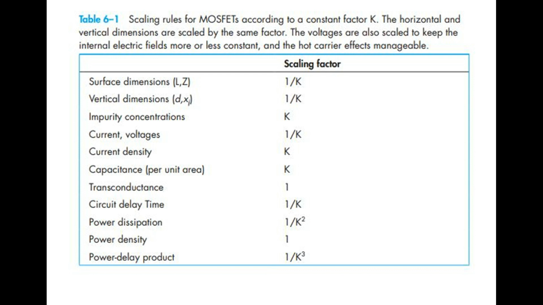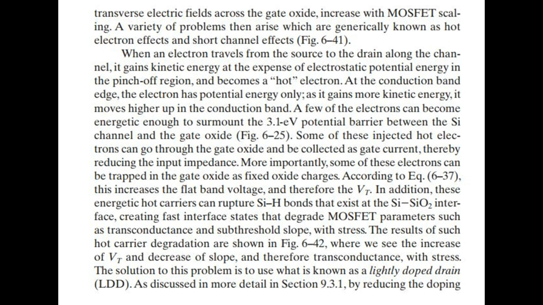The longitudinal electric fields in the pinch-off region, and the transverse electric fields across the gate oxide, increase with MOSFET scaling. A variety of problems then arise which are generically known as hot electron effects and short channel effects, Fig. 6.41. When an electron travels from the source to the drain along the channel, it gains kinetic energy at the expense of electrostatic potential energy in the pinch-off region, and becomes a hot electron.